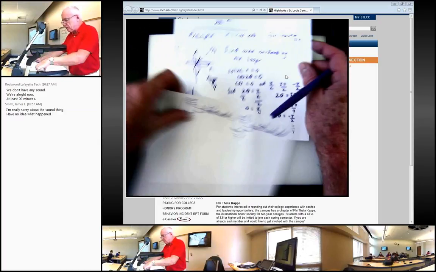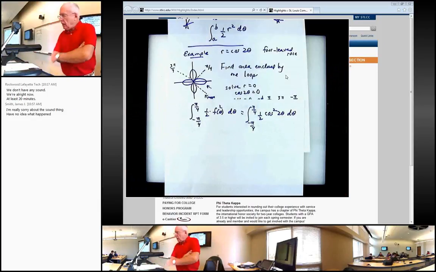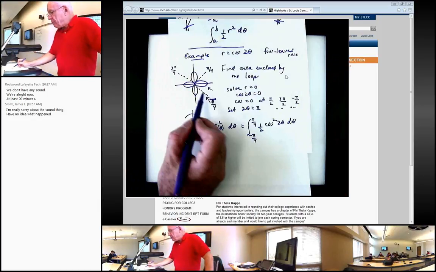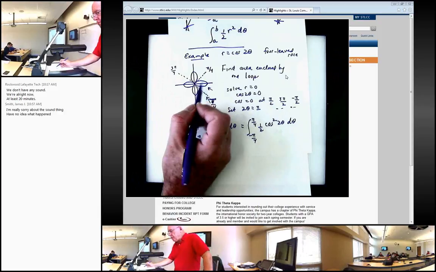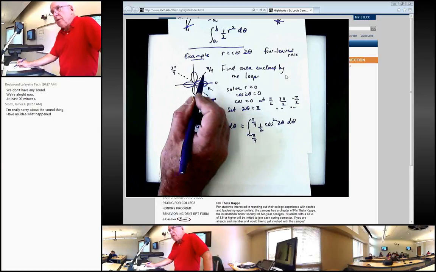Now let's look at this graph here for a second. I'm integrating here from minus pi over 4 to pi over 4. Could I possibly just start at 0 to pi over 4 and then multiply it by 2?